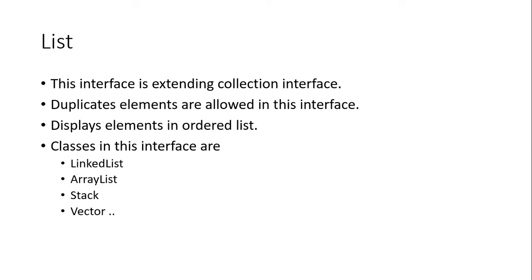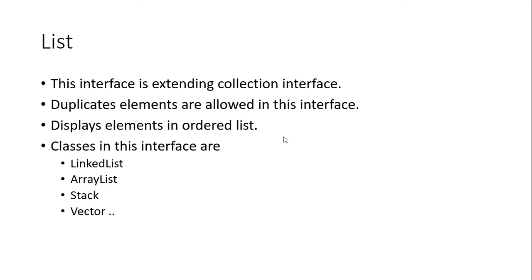Duplicate elements are allowed in this interface. See, it means if you are going with duplicate elements, we can easily put them. It will display all the elements in an ordered list, right? And what are the classes? Linked list, array list, stack, vector.